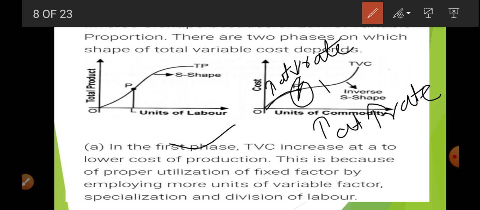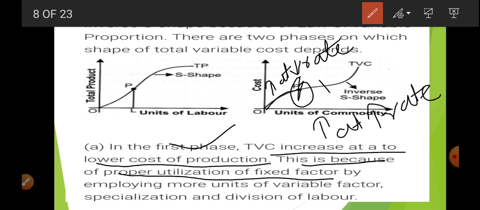So in the first phase, TVC increases at a lower cost of production. This is because of proper utilization of the fixed factor by employing more units of the variable factor, and specialization and division of labor. Then after point P, it has started to increase at an increasing rate. Why? Because diminishing returns have started. Okay.